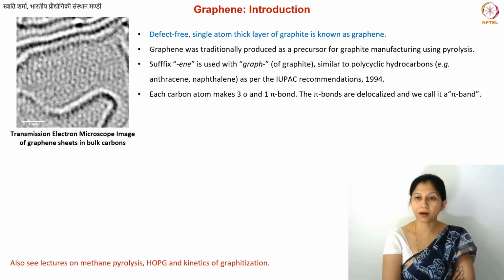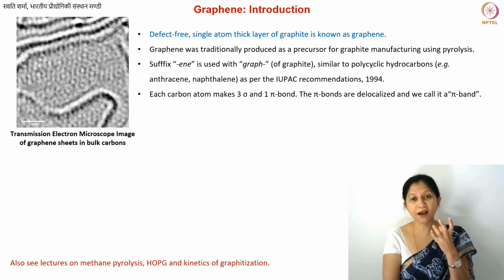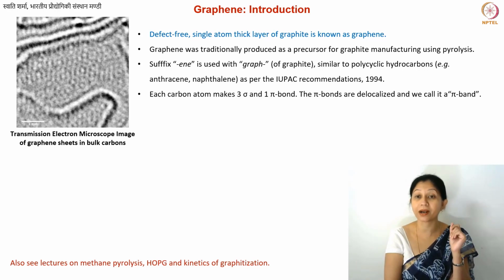Okay, so what do we have here? You know that you have sigma bonds and pi bonds. I would in fact recommend that you also go through the lecture on the crystal structure of graphite, and also the lectures on pyrolysis of hydrocarbons and HOPG, highly oriented pyrolytic graphite preparation. All of these lectures are very strongly connected to the graphene lecture. This is not completely independent, because after all we are talking about the structural unit of graphite. Okay, so we have 3 sigma bonds. You know that we have sp2 hybridization. So you have 3 sigma bonds, and then there is one unhybridized p orbital and one pi bond.